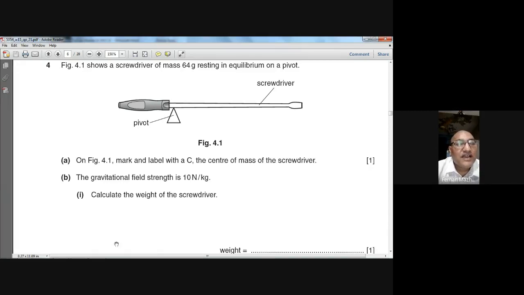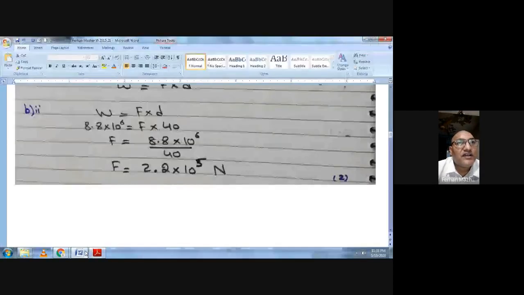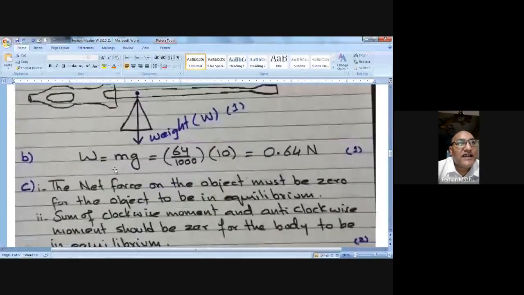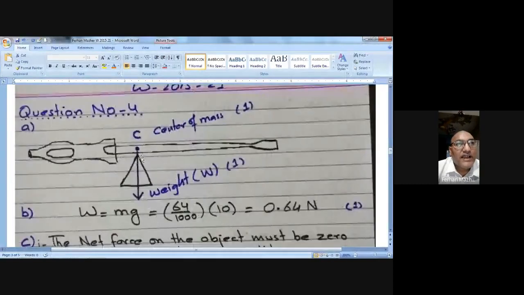Okay. Let me show you my diagram. I have done this on the diagram also. So you see this diagram. Right above the pivot, I put a dot, and I labeled it C. This is the center of mass. Okay, it's a 1 mark question.